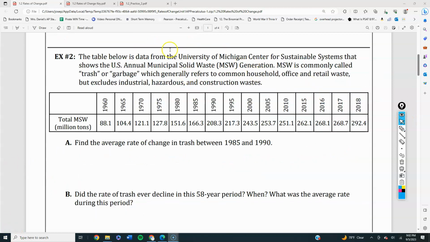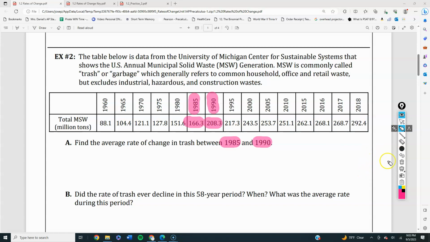All right, next question we're going to look at comes from the University of Michigan Center for Sustainable Systems. What we're going to look at is the average change in the amount of waste being used. How much waste are we using? A says find the average rate of change in trash from 1985 to 1990. So we're looking at between 1985 and 1990. What was our average rate of change?